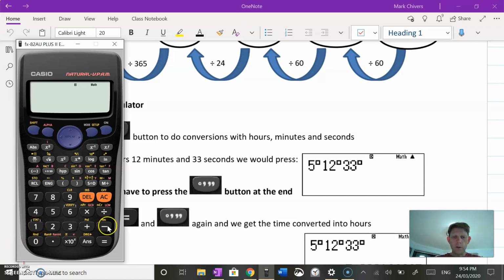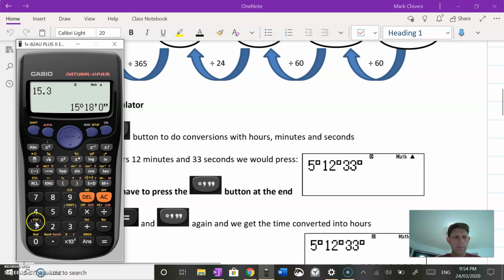So while this particular example here goes the other way, I'll start with that. Let's say I have 15.3 hours. I can just put that in and press equals, and I can press the degrees, minutes, seconds button, and it works also for hours, minutes, seconds. So 15.3 hours is 15 hours and 18 minutes. So it's doing the conversion there for us.